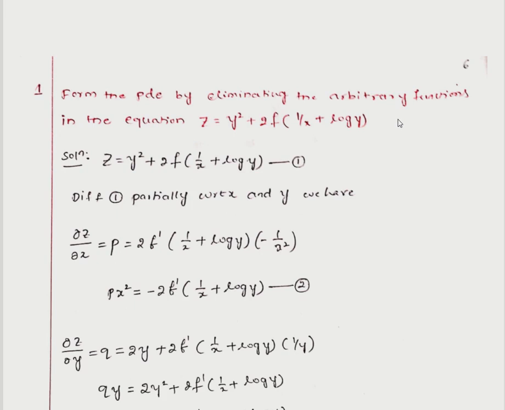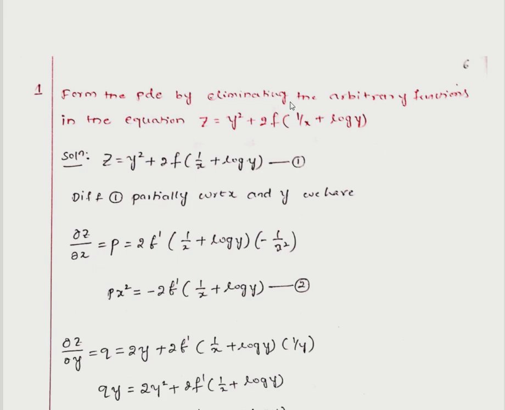Hello, my dear students. In my previous session, we discussed the problems on the formation of the PDE by eliminating the arbitrary constant. In this session, we will discuss the problems on the formation of the PDE by eliminating the arbitrary functions.